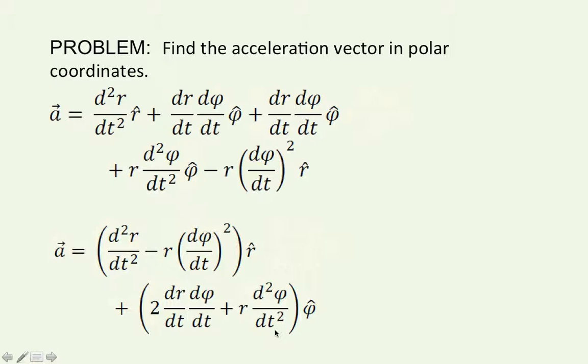These other 2 terms are a little bit more difficult. This one here, you probably recognize as r omega squared, the centripetal acceleration. This third term here is called the Coriolis acceleration, and it isn't talked about much in introductory physics because generally in introductory physics, the radius of whatever you're looking at is constant. So this term generally falls out.